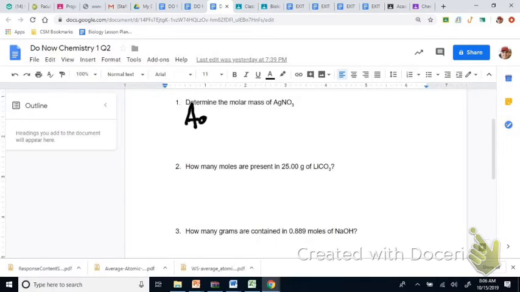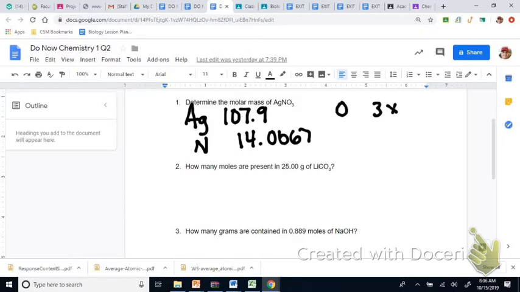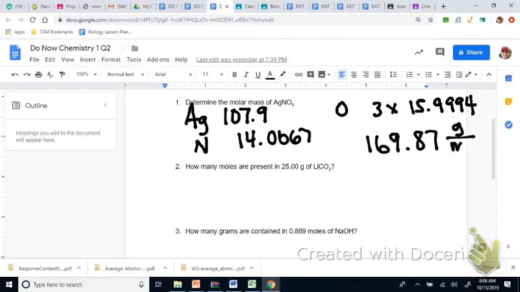We know that silver is 107.9. We know nitrogen is 14.0067. And we know oxygen, and we have three of them, is 15.9994. We take all of this together, we should get an answer that approaches 169.87 grams per mole.